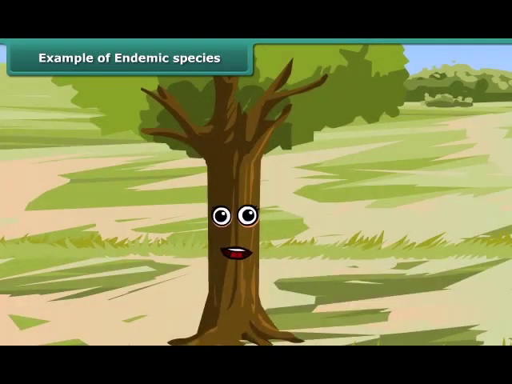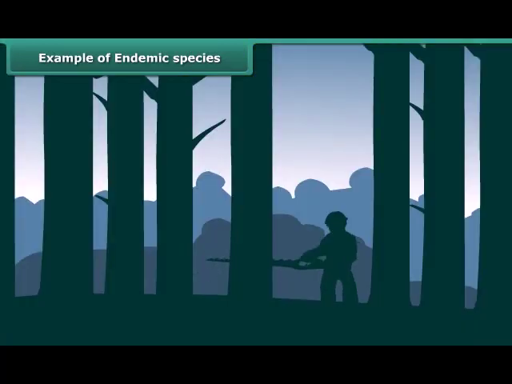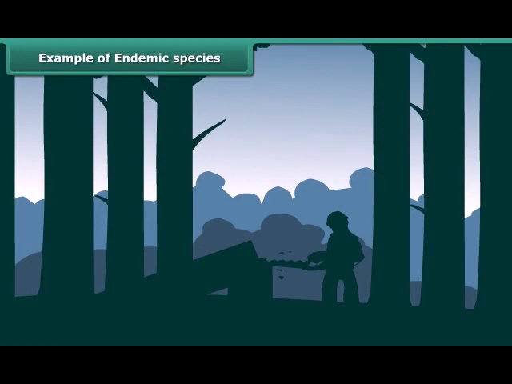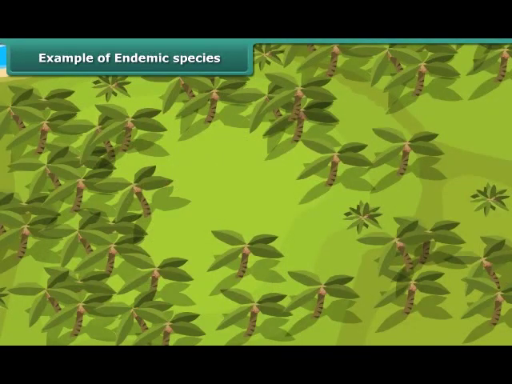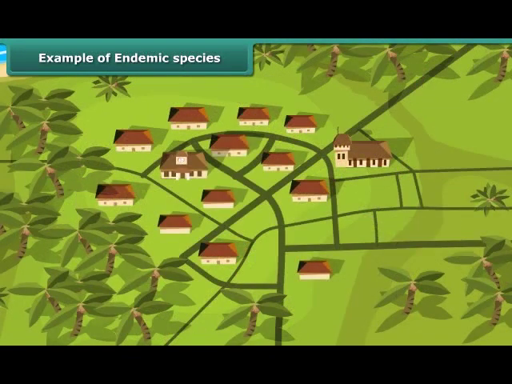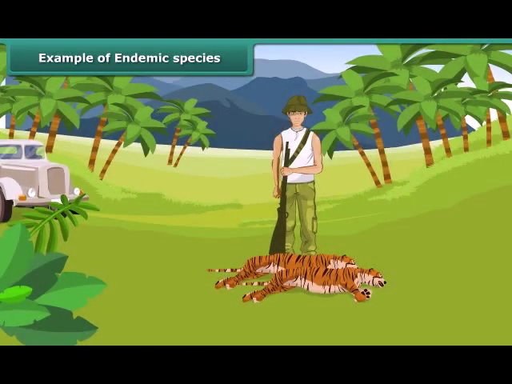What factors threaten endemic species? Well, humans are the main reason. The destruction of their habitat, increasing human population, and introduction of new species may affect the natural habitat of endemic species and endanger their existence.